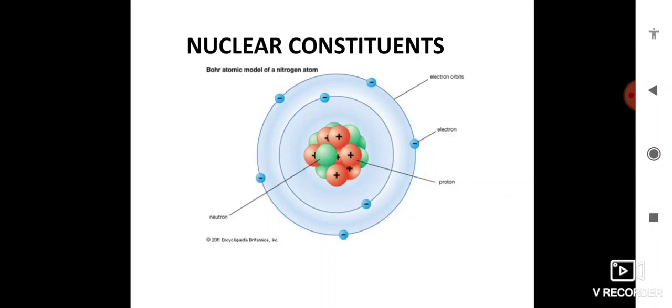Here the protons and neutrons together are known as nucleons. That is nucleons, not neutrons. Protons and neutrons are collectively known as nucleons.